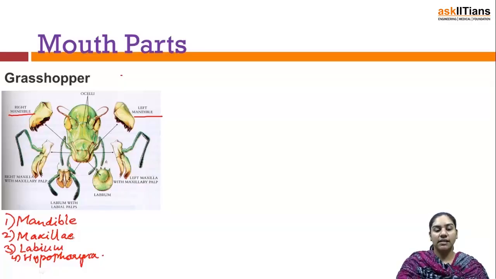The next part is the maxilla. This maxilla lies beneath the mandibles and it helps in manipulating the food while masticating. These maxillae also have sensory parts which help in sensing the characteristics of the food. The next is the labium, and it is the floor of the mouth. It also helps in manipulating the food while masticating. The next is the hypopharynx, and it lies beneath the labium here. So this is about the chewing and biting type of insect mouth parts.